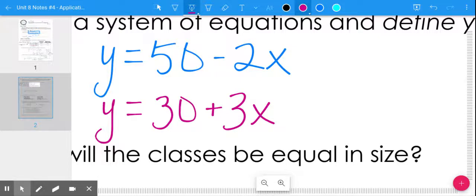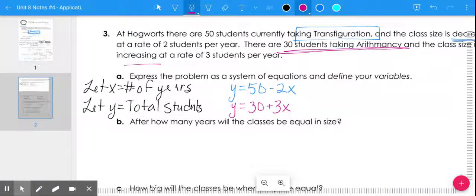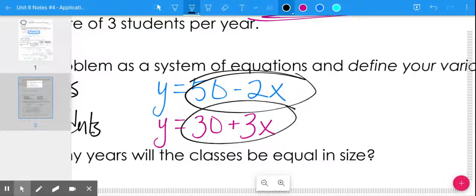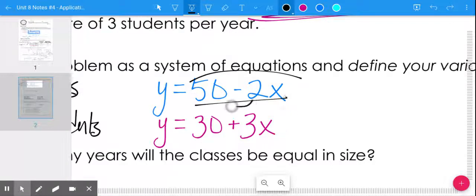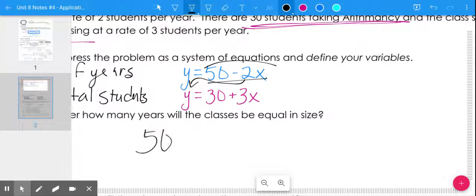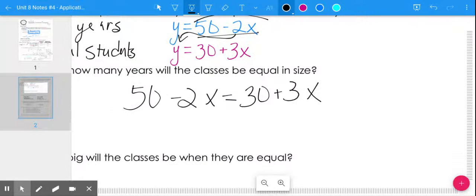So now that we have our system and we've defined our variables, part B asks, after how many years will the classes be equal in size? So we want to know when those two class sizes are going to be equal to each other. So we're basically going to be doing what we did in the last one, where we take this chunk and set it equal to this chunk. So to do that, we're taking this and plugging it in for the y. We're getting rid of that y, and now it becomes 50 minus 2x is equal to 30 plus 3x. We're setting those equal to each other. And so now we can solve for x.